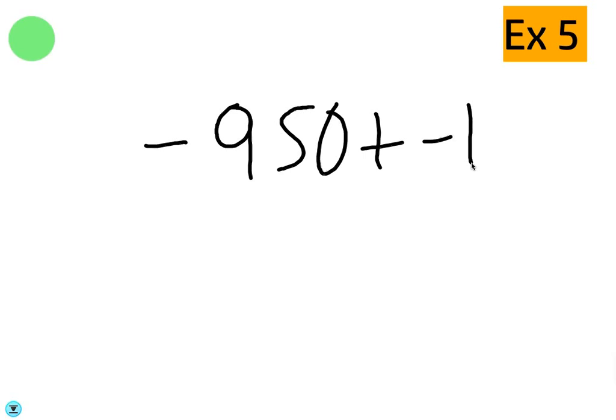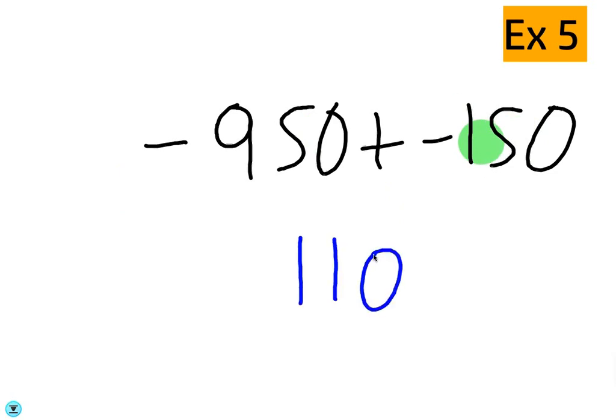Okay, one more. Might as well do something a little bit more complicated. -950 plus -150. For this one, we don't actually have to do the long way of addition. 950 plus 150, well, 950 plus 50 is 1,000, plus 100 more is 1,100. So now it's going to be 1,100. And then since they're both negative, again, I can just tack the negative on in front because we're adding two negative numbers. That's it for this lesson.